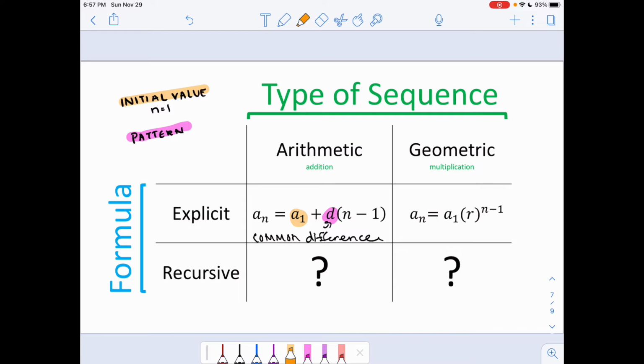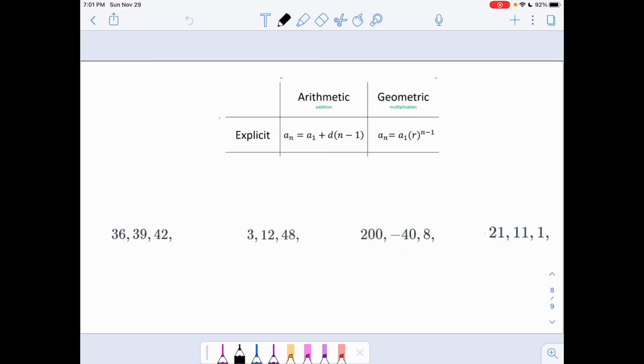A geometric sequence, its explicit formula is also composed of the initial value and the pattern. In a geometric sequence, that pattern is called the common ratio. Let's take a look at how to actually use the explicit formula.